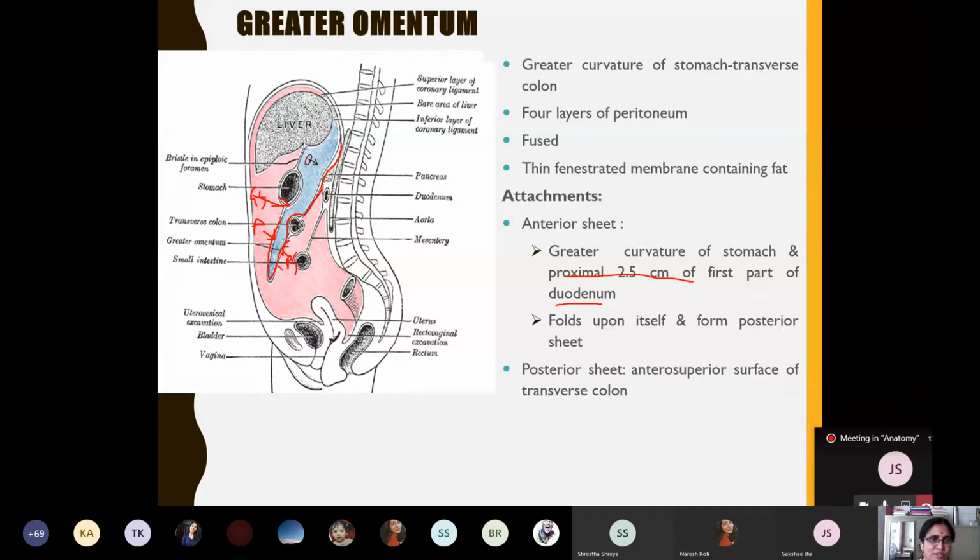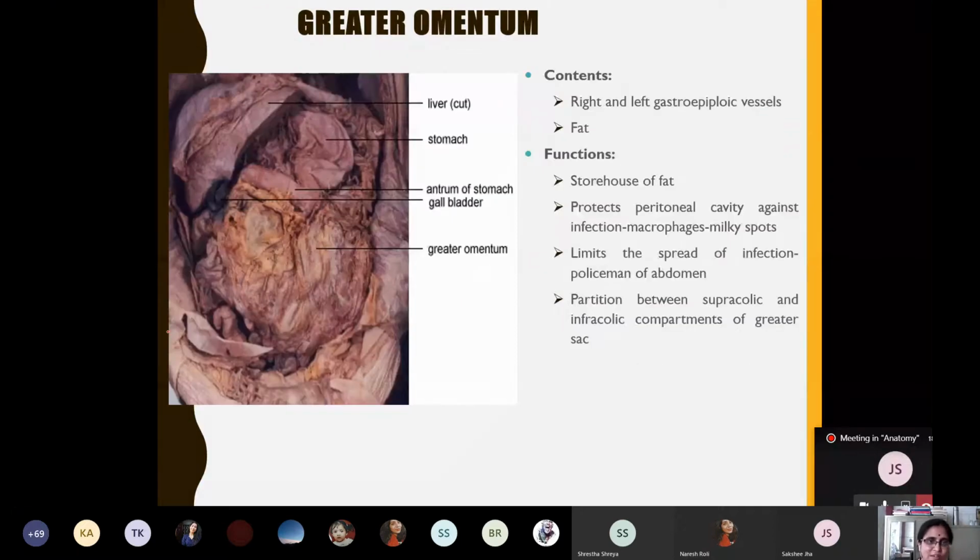Yes, so this is the posterior sheet. Okay, very easy. So the greater omentum consists of the anterior sheet and posterior sheet. Yes. Now contents, here you can see the contents. This is the greater omentum. These are small branches, these branches and tributaries.